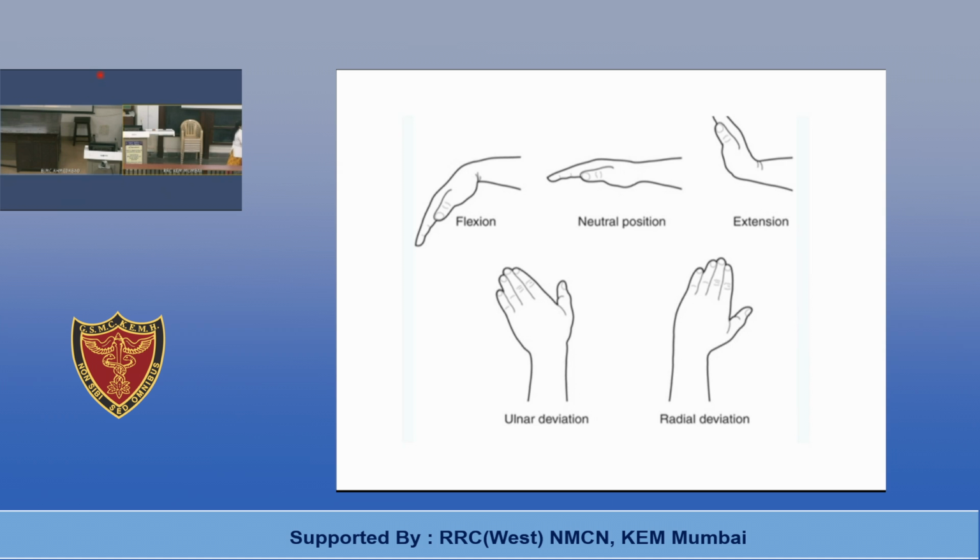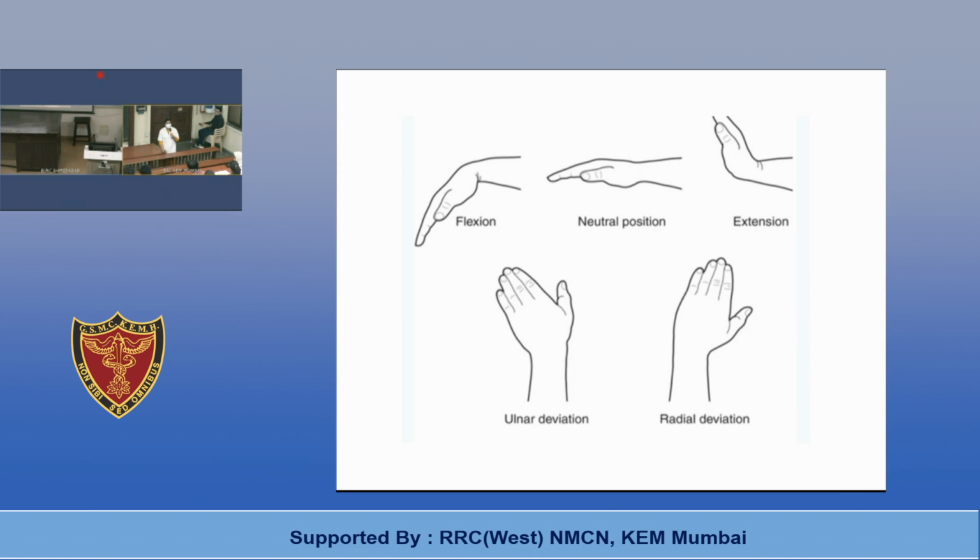Which muscles produce adduction or ulnar deviation? Flexor carpi ulnaris and extensor carpi ulnaris. Which muscles produce radial deviation or abduction? Flexor carpi radialis, extensor carpi radialis longus and extensor carpi radialis brevis.